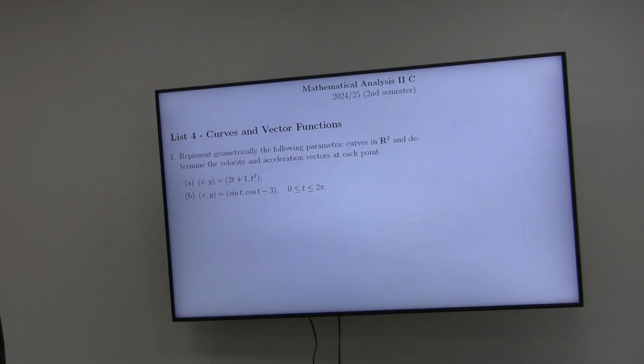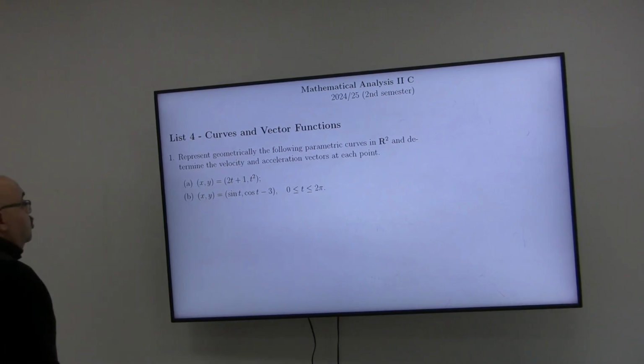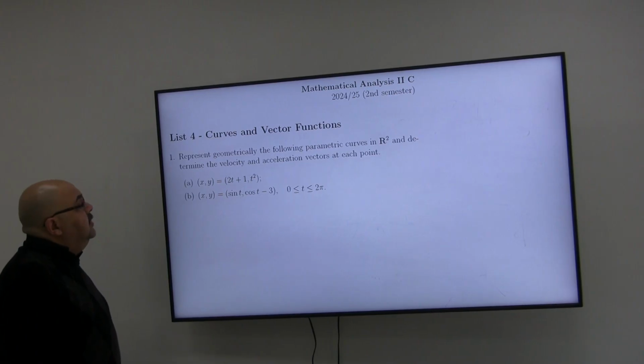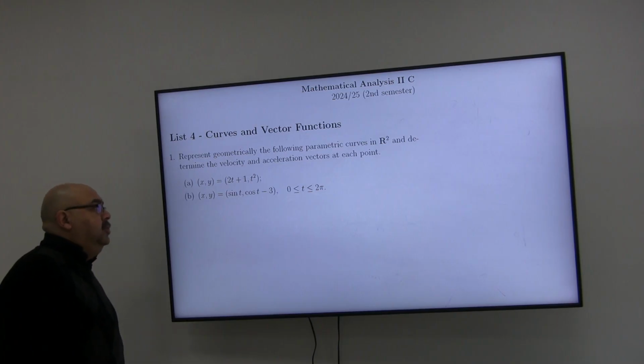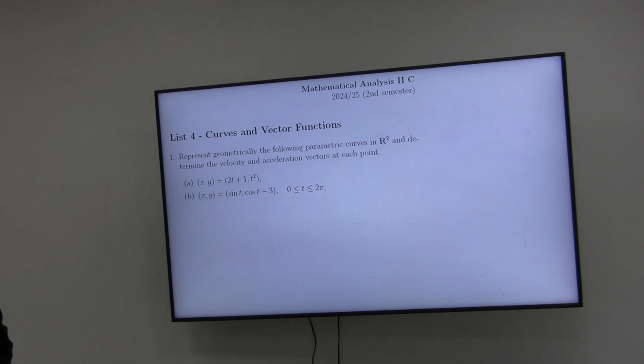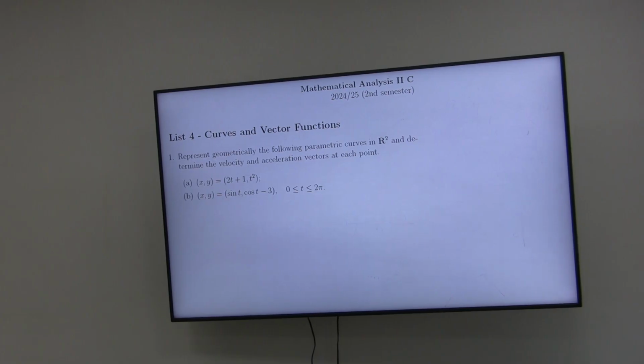So let's see this one. He's asking you, list number 4, curves and vector functions: represent geometrically the following parametric curves in R2 and determine the velocity and acceleration vectors at each point. In most of these problems, I will consider t, my new variable, as the time. Which means the function that I will give you represents a distance.